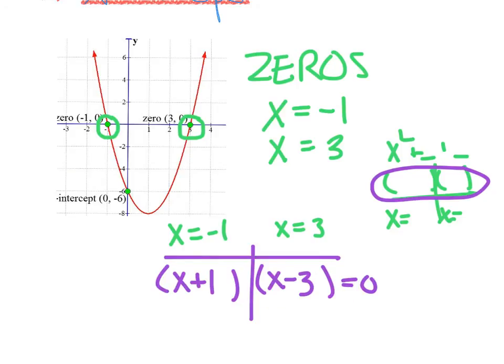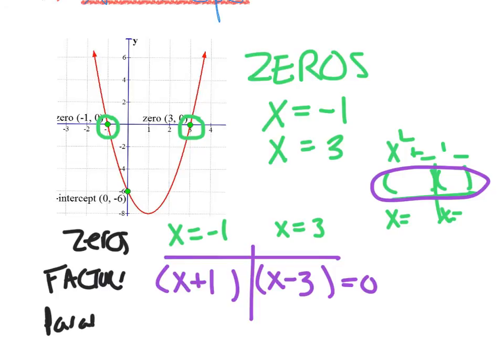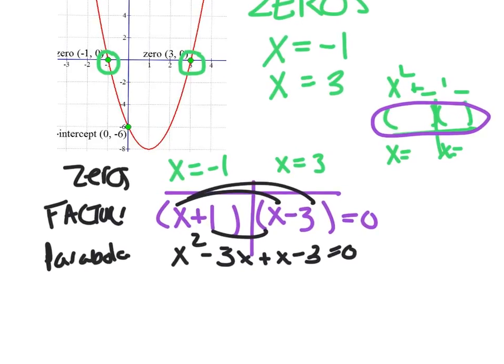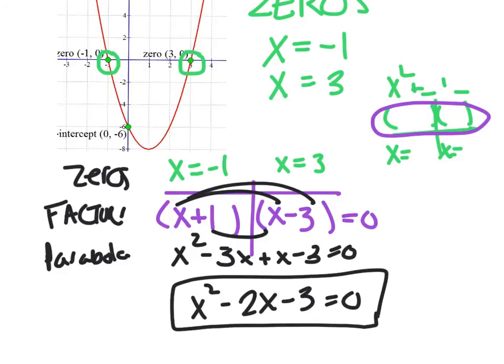Now that I have my factors, so let's make a note, these are called factors, and these are your zeros, we can go further and write the parabola. All I'm going to do is FOIL or distribute this out, and I can write the parabola. So I've got x squared minus 3x plus x minus 3 equals 0. So I would say this parabola's equation is x squared minus 2x minus 3 equals 0. And all we did was work backwards, starting with the zeros.